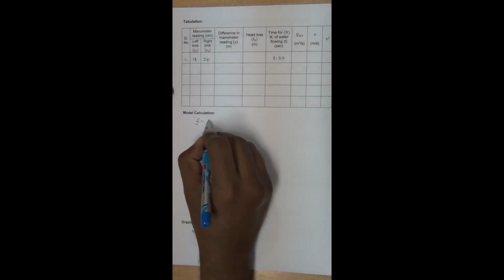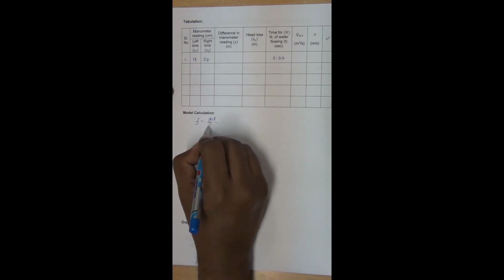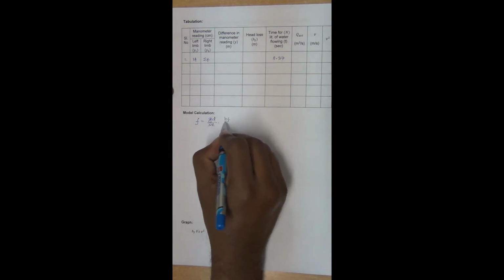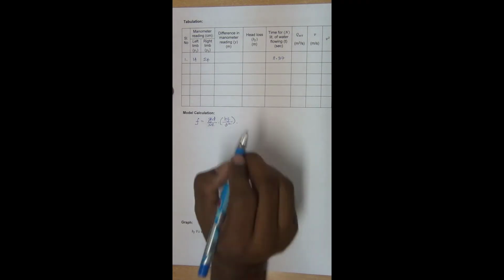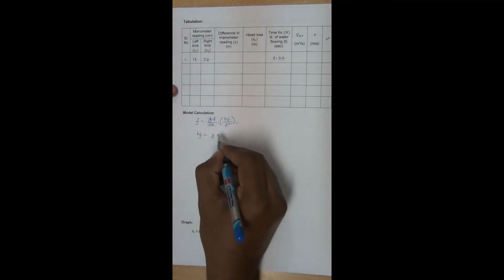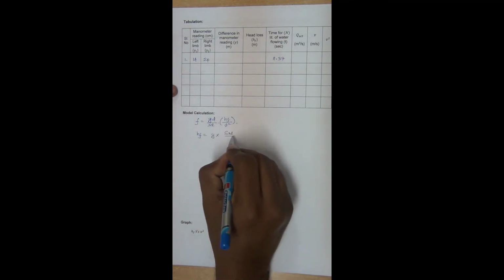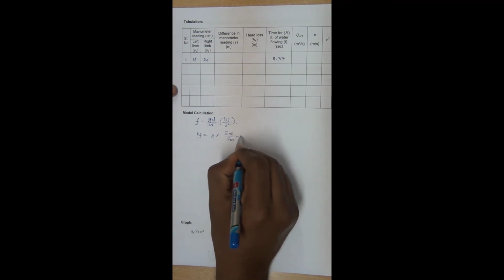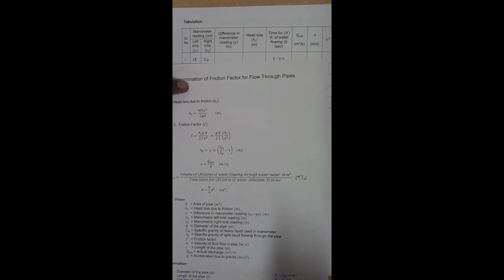So let me rewrite the formula. F is equal to GD by 2L into HF by V square. So the only unknowns are HF and V square. So how to calculate HF? HF equal to Y into (specific gravity of heavy liquid by specific gravity of pipe liquid minus 1), which is available in the formula here.